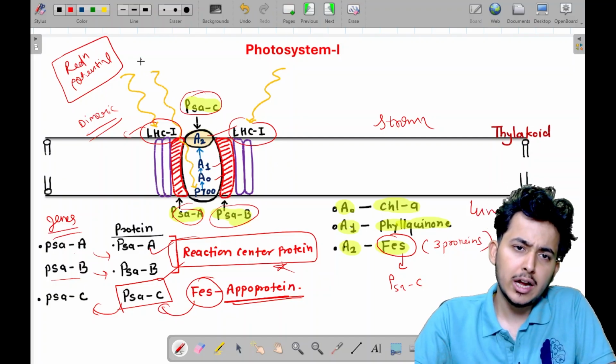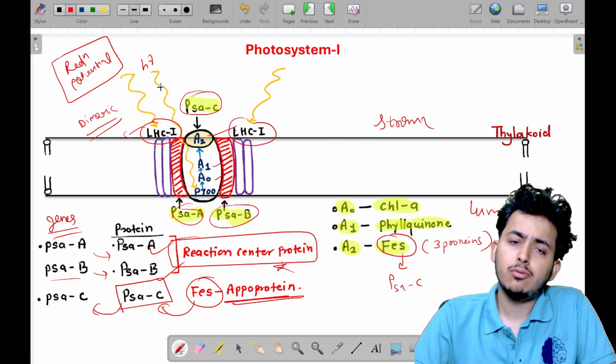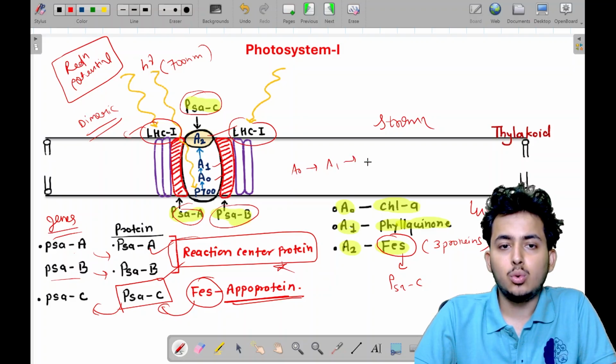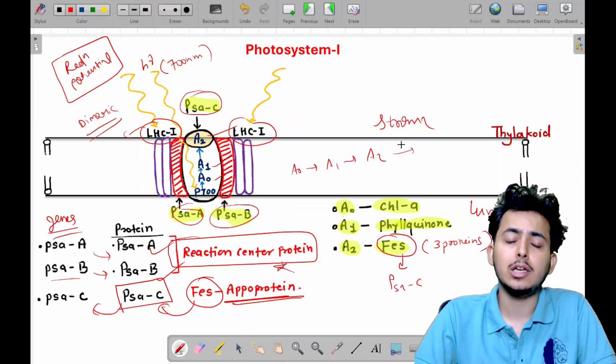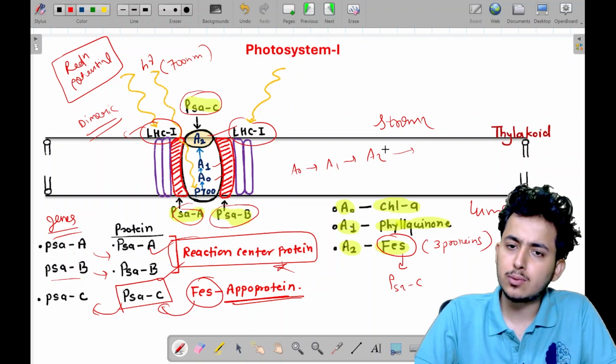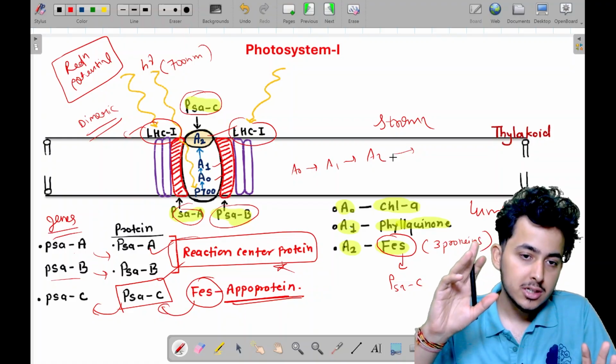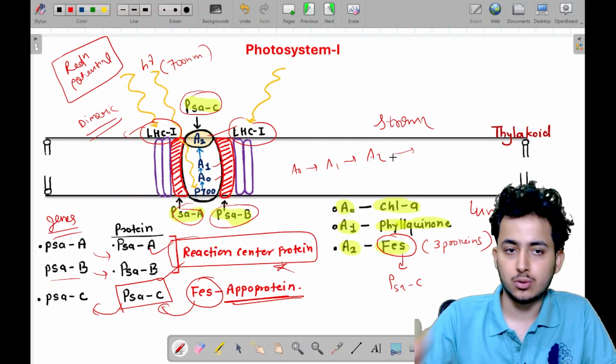And as soon as light of a specific wavelength, most probably 700 nanometers, falls, the electron flow happens from A naught to A1, then to A2, and then a lot of other things happen, which we will deal with in cyclic and non-cyclic photophosphorylation. Till then, just hold your excitement and understand this part, that is the structure of photosystem 1.